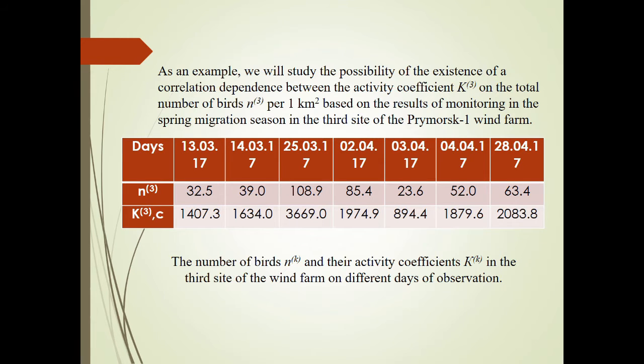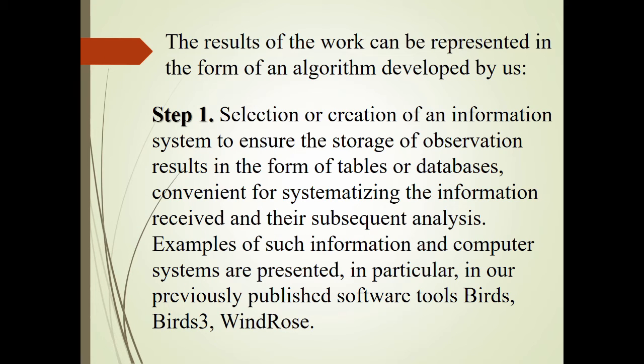The existence of a correlation dependence allows us to represent it in the form of a linear regression equation. As an example, we will study the possibility of the existence of a correlation dependence between the activity coefficient k_3 and the total number of birds per 1 kilometer, based on the results of monitoring in the spring migration season in the third site of the Primorsk 1 wind farm. The results of the work can be represented in the form of an algorithm developed by us.